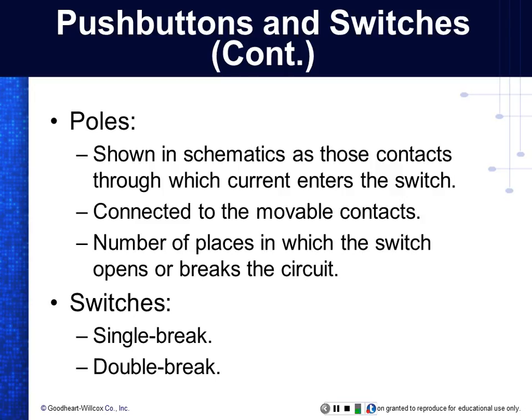The poles are considered where the current enters the switch. They can be connected to movable contacts, and there can be several places where a switch opens or breaks the circuit. So basically with switches, we can have a single break or a double break.